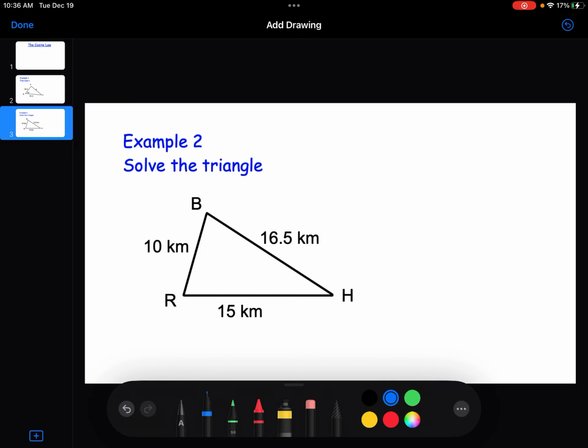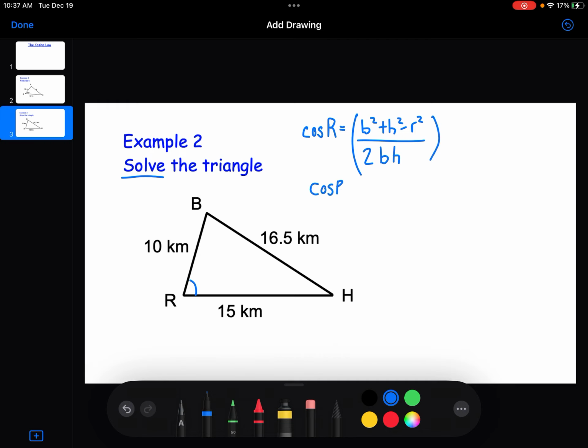Okay, looking at this, we need to solve all the angles of the triangle. Solve the triangle means solve for everything. So I'm going to start with angle R just because it's on the left and I'm reading it left to right. So in this case, we're going to use cos R is equal to b squared plus h squared minus r squared, all divided by 2bh.